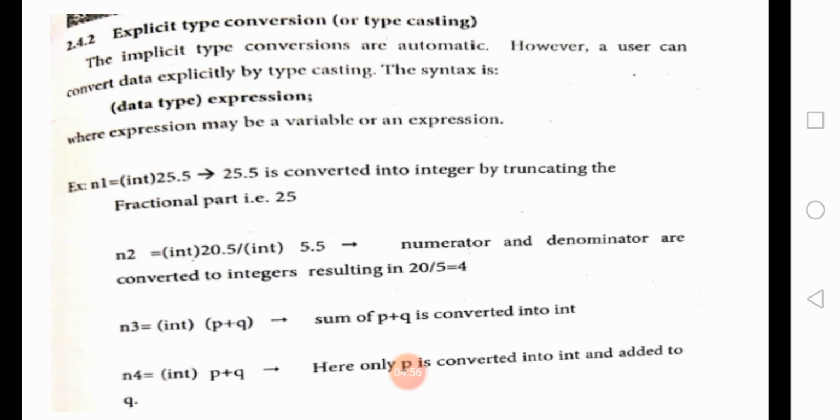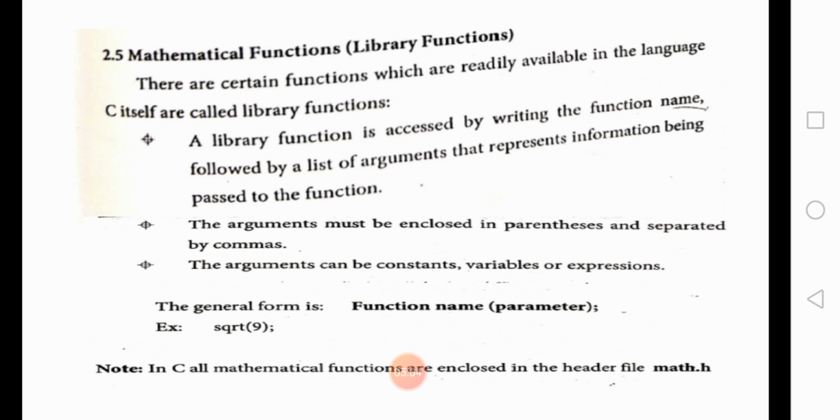int of p plus q tends to, here only p is converted into int and added to q. This is about explicit type conversion. Next thing is mathematical functions.